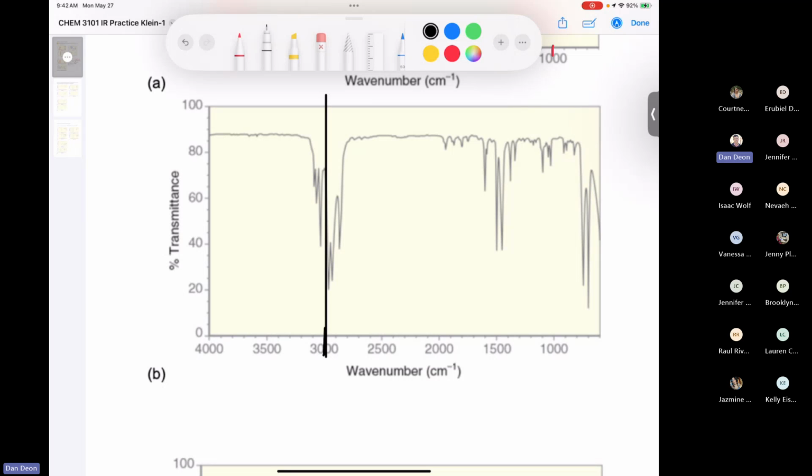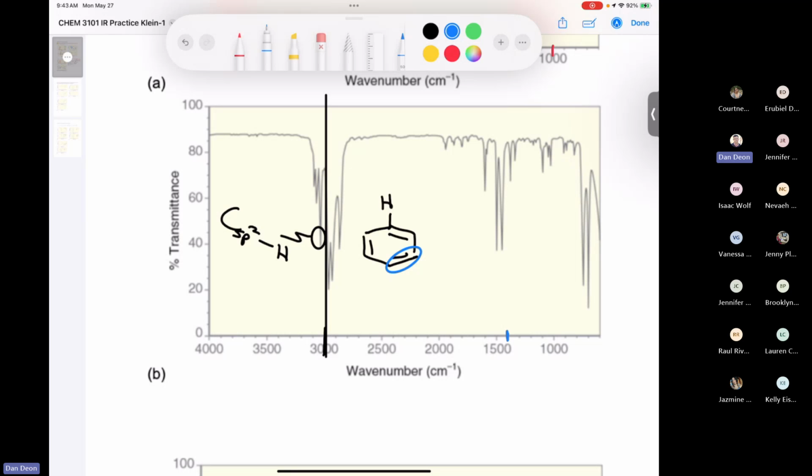Something like that, okay? You can see here that around 3,100, we have sp2 hybridized carbon hydrogen stretching that you would see in an aromatic ring, right? Because aromatic rings have sp2 hybridized carbon hydrogen stretching. And then I told you that the carbon-carbon double bond stretching in an aromatic ring was 2 to 3 signals between 1400 and 1600, or around 1475 and 1600 actually.